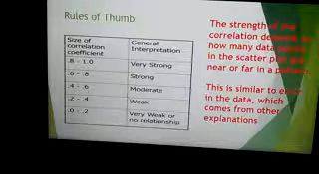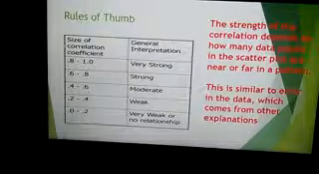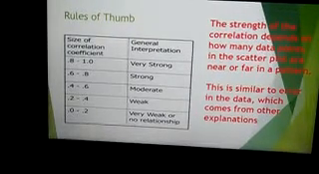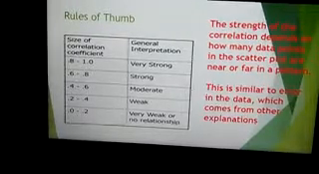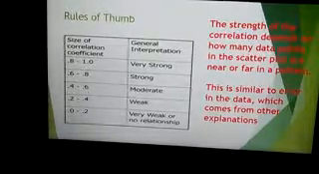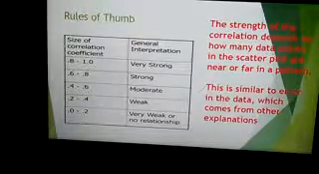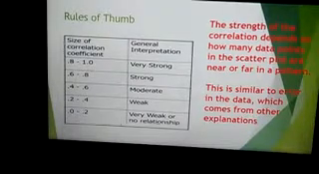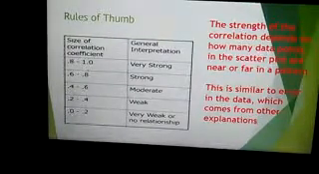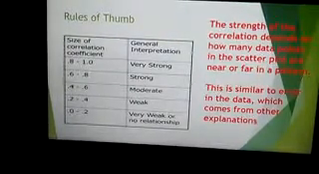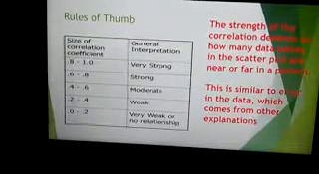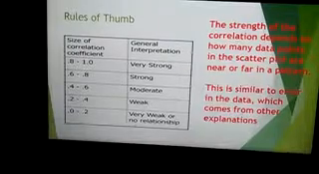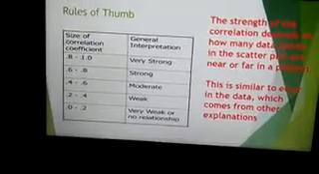The strength of the correlation depends on how many data points in the scatter plot are near or far from a pattern. This is similar to error in data, which comes from other explanations. So our correlation ranges from negative 1 to positive 1. Now, when can we say that it is strongly correlated, moderately correlated, or has no relationship at all? We will use the rules of thumb.